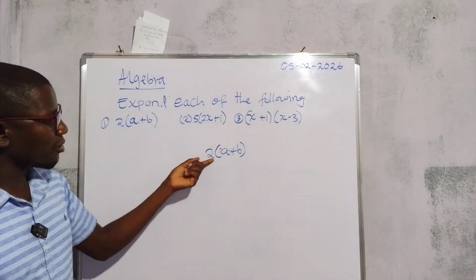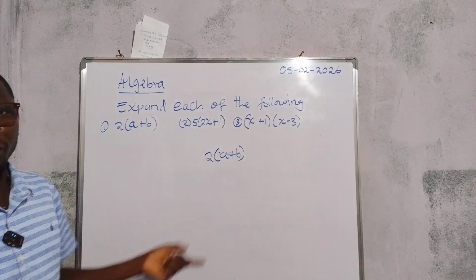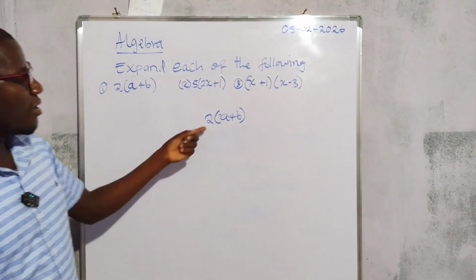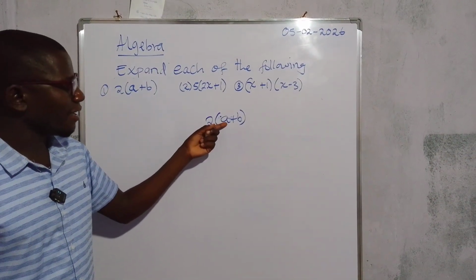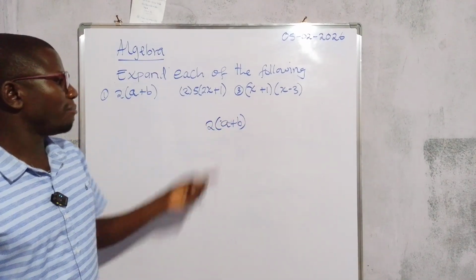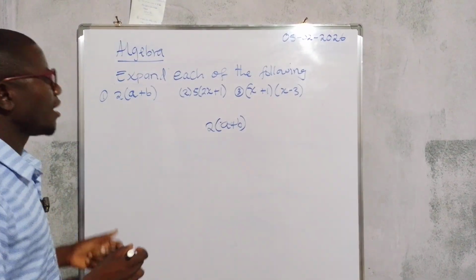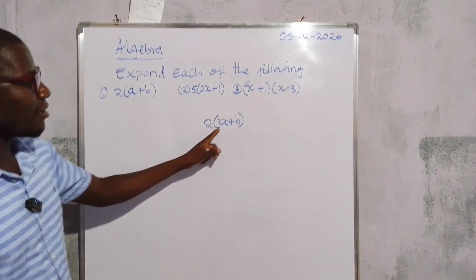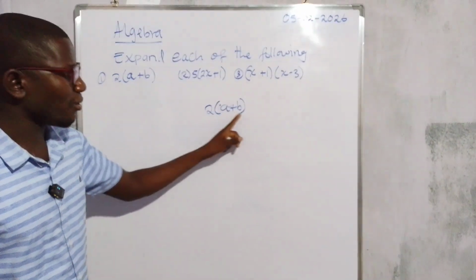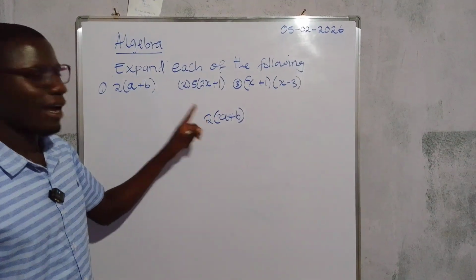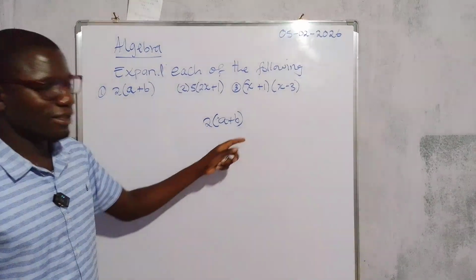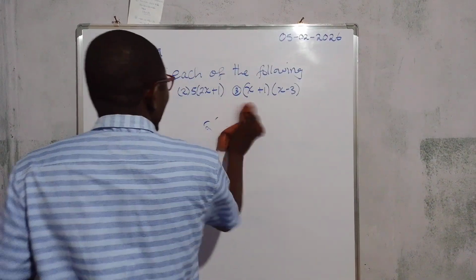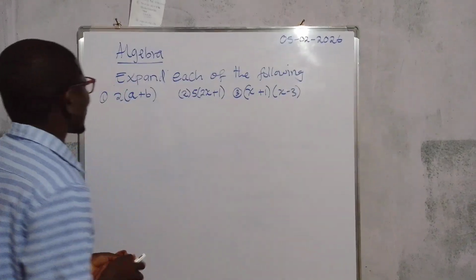What it means is that we are supposed to multiply the term outside the brackets by each term inside the brackets. So this 2, we are going to multiply it by a, and again multiply it by b. That is what it means to expand an algebraic expression. Our goal is to get rid of these brackets, and we do that by multiplying the term outside the brackets by everything inside the brackets. Let's see how we can expand these questions.